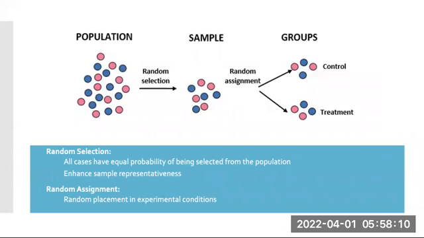And the second step, you're doing random assignment. You're randomly assigning the cases into two different groups, one the control, one the treatment. So this would happen in experimental conditions.